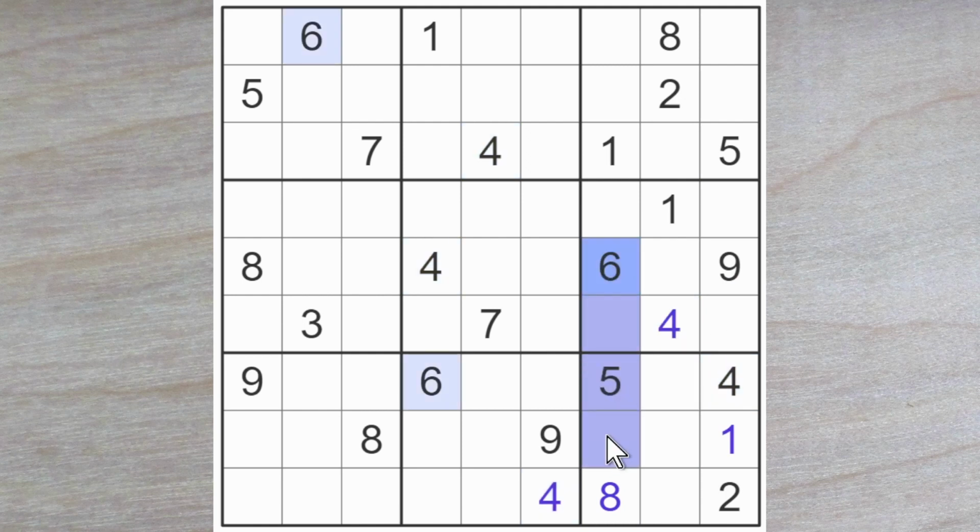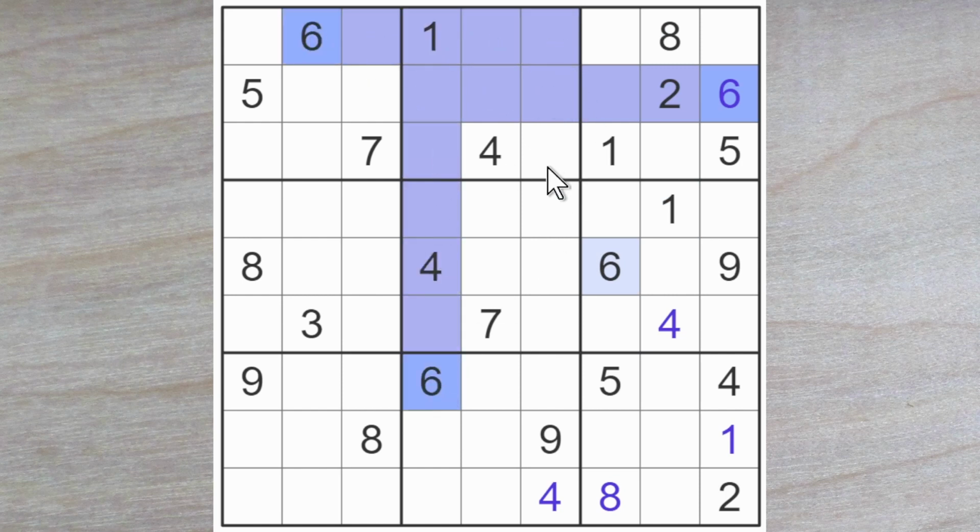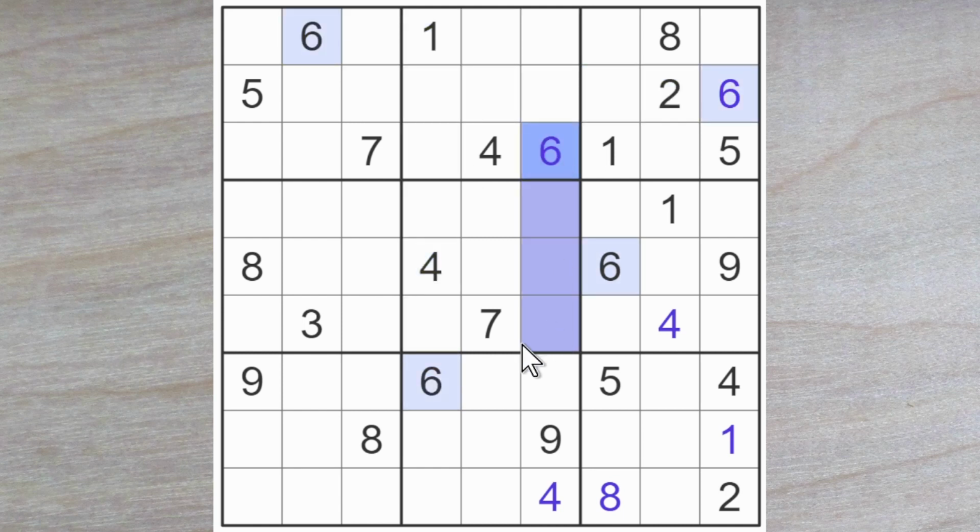This 6 blocks down, so one of these two squares must be a 6, and they block up. This 6 blocks up and this 6 blocks across, so here's a 6. This 6 also blocks across and this 6 blocks up, so another 6 comes here. This 6 blocks down, this blocks up, and this blocks over, so here's a 6.